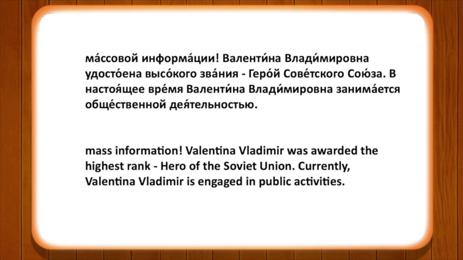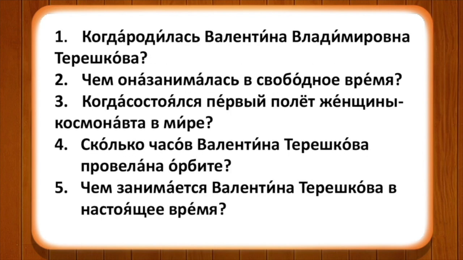Now let's see the questions based on the text. So the first question is, когда родилась Валентина Терешкова? The second one is, чем она занималась в свободное время? Third one is, когда состоялся первый полет женщины-космонавта в мире? The fourth one is, сколько часов Валентина Терешкова провела на орбите? And the last one is, чем занимается Валентина Терешкова в настоящее время? Let's see the questions once again, and I would like you to answer them while reading the text and answer them properly as per the requirement of the grammar.